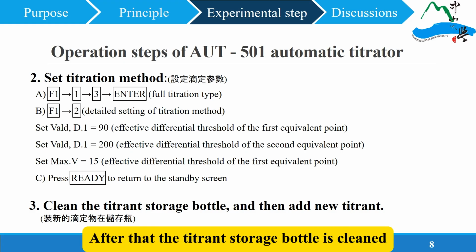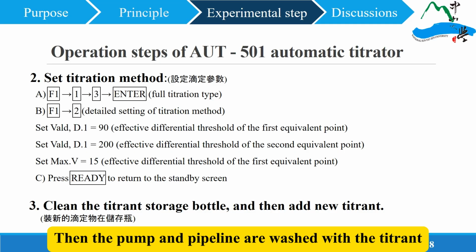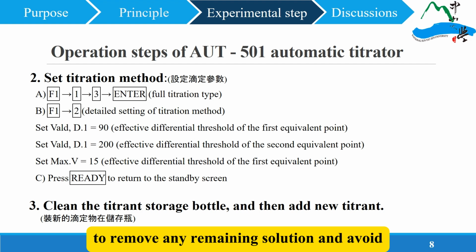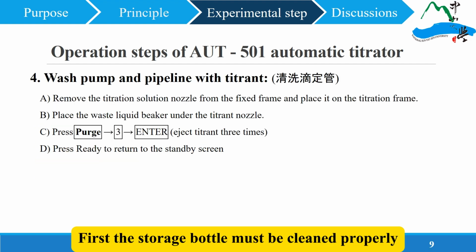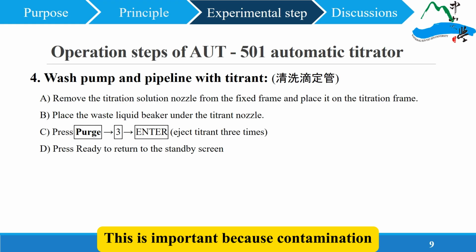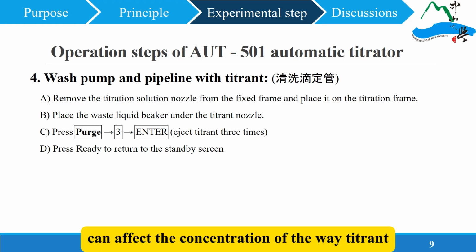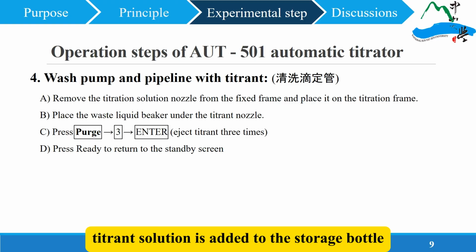After that, the titrant storage bottle is cleaned and filled with the titrant solution. Then, the pump and pipeline are washed with the titrant to remove any remaining solution and avoid contamination. First, the storage bottle must be cleaned properly to remove any remaining chemicals from previous experiments. This is important because contamination can affect the concentration of the titrant and lead to incorrect results. After cleaning, the fresh titrant solution is added to the storage bottle.